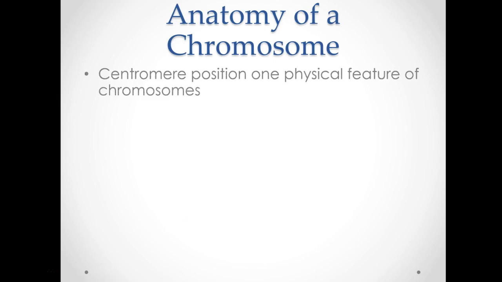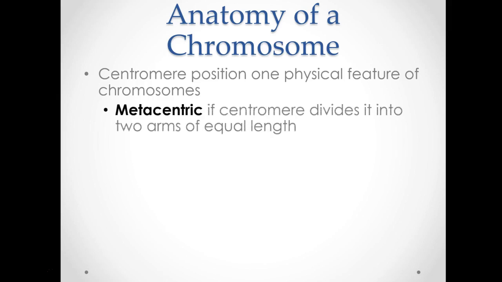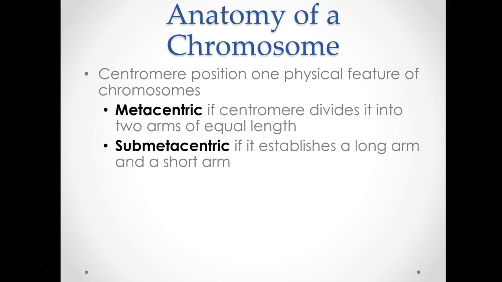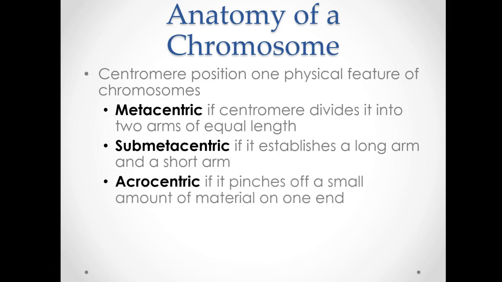So the centromere position is one of those physical features of the chromosomes. Depending on where the centromere is, depends on what type of chromosome we have. So if the centromere is directly in the middle and we have two arms of equal length on both sides, we refer to it as a metacentric chromosome. If it's either slightly north or slightly south, so if we're creating one long arm and one short arm, we call it submetacentric.